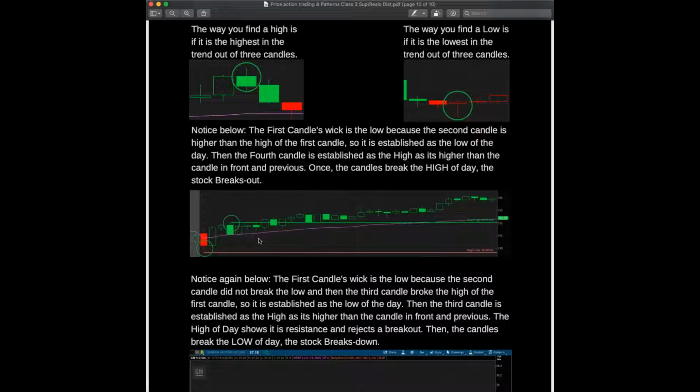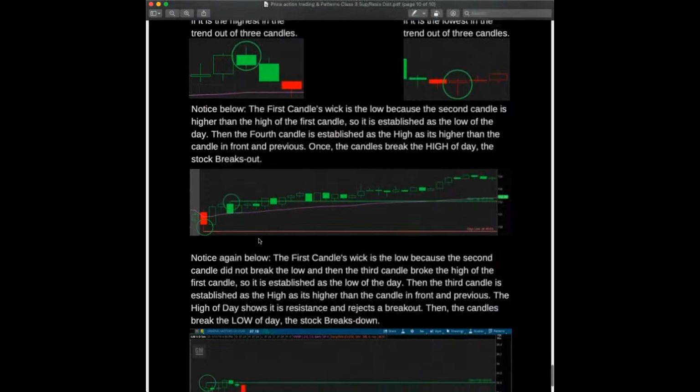Okay. Making higher highs and higher lows, that's trending up. That's very bullish. Making lower lows and lower highs, that's bearish. So we want to be trending one way or the other. If we're just going sideways, making equal highs and equal lows, we don't want to do any of that because that's sideways consolidation. You're not getting any direction.